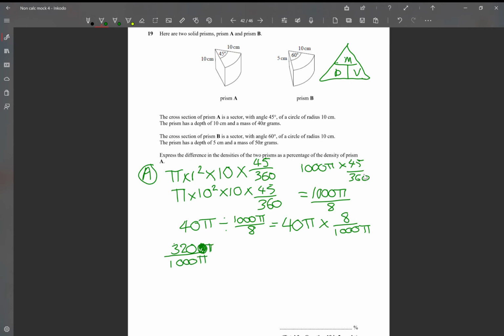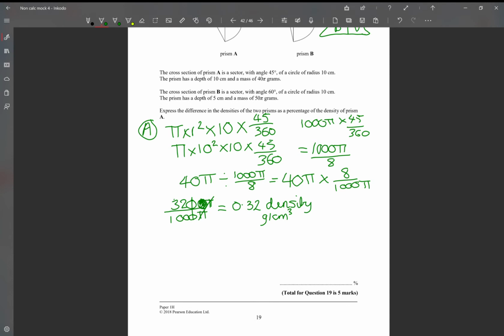But if you think about the division, the pi cancels down. And 320 divided by 1000, you can maybe cancel this down to 32 over 100, and maybe write that as a decimal. So that is going to be your 3 point. Okay, density. And as a unit, it would be grams per centimetre cubed. Okay, so that's the first one done.